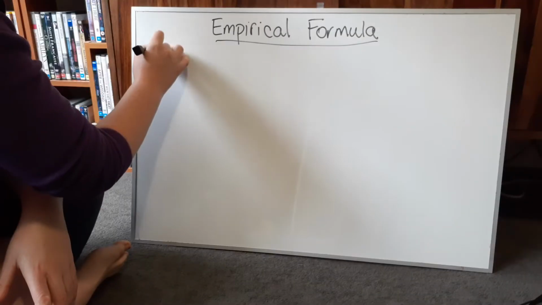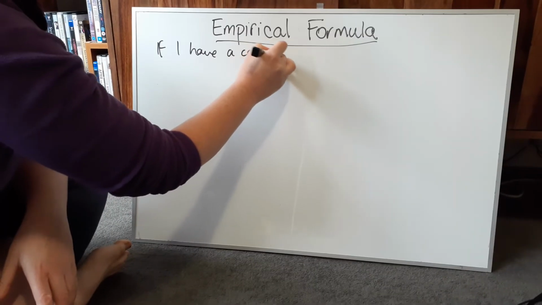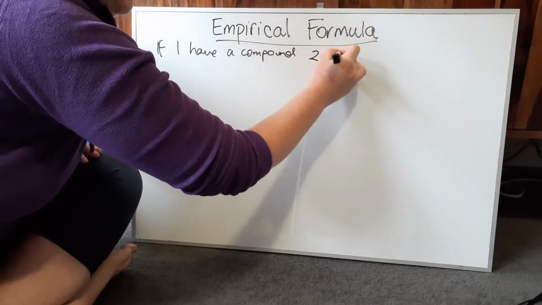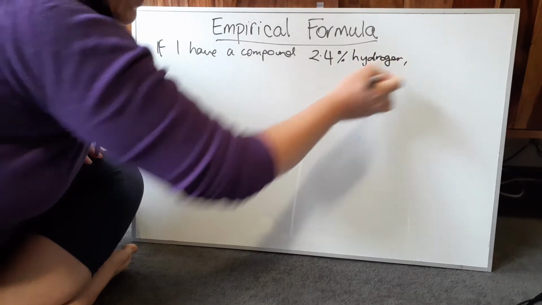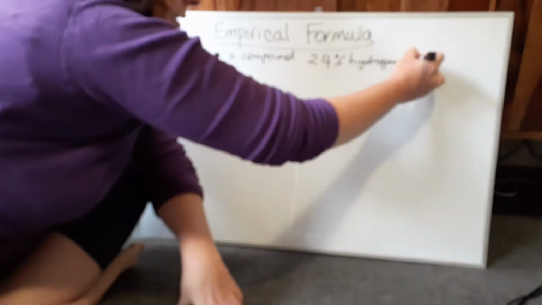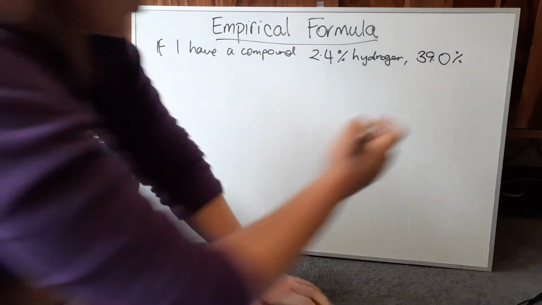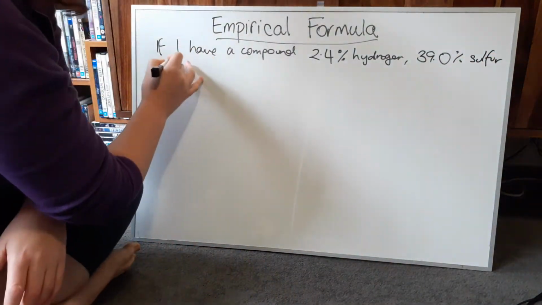If I have a compound that has 2.4% hydrogen, it has 39.0% sulfur, and it has 58.6% oxygen.